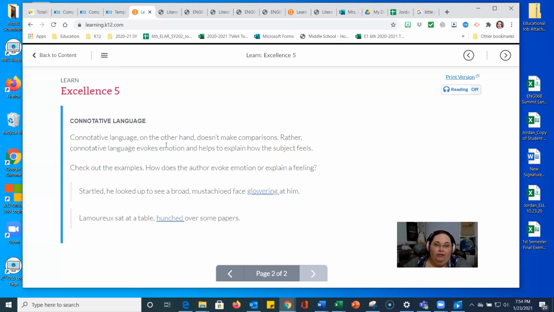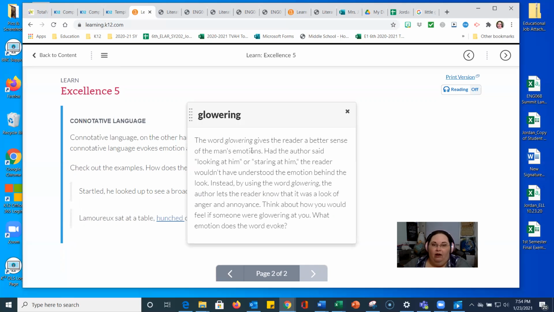Connotative language, on the other hand, doesn't make comparisons. Rather, connotative language evokes emotion and helps to explain how the subject feels. Check out these examples. How does the author evoke emotion or explain a feeling? Startled, he looked up to see the broad, mustachioed face glowering at him. Glowering. The word glowering gives the reader a better sense of the man's emotions.